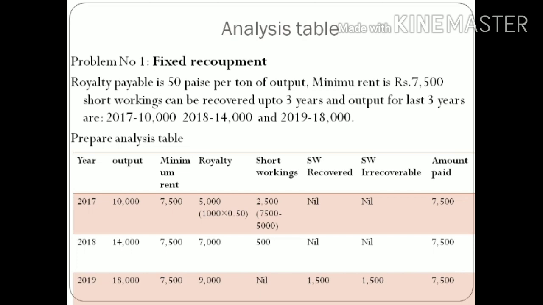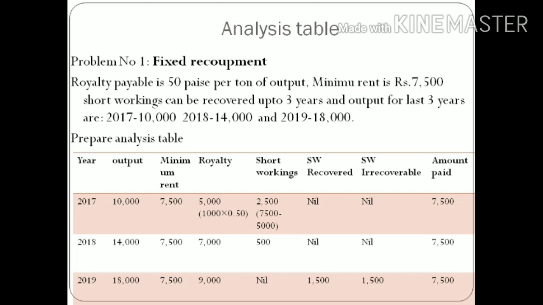How much amount paid? Very important thing. See, amount paid will be considered based on minimum rent and royalty. You can see here, the minimum amount which has to be paid by the lessee to the lessor is more. The actual royalty which they have generated is less. That's why short workings has arisen. In this context, minimum rent has to be paid by the lessee to the lessor. So, minimum rent 7,500 will be the amount paid by the lessee. Okay. Next, 2018.